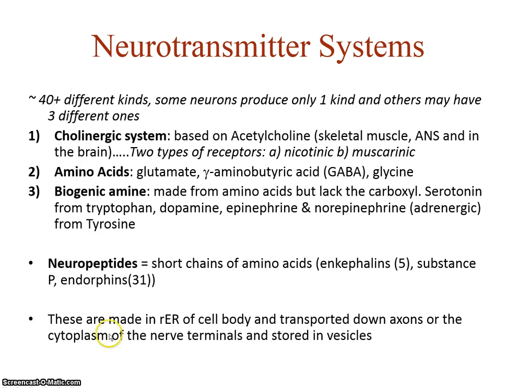Right? All of these things are made in the rough endoplasmic reticulum of the cell body, which is why you see all that, the Nissl bodies, or what we call the chromatophilic substance. And they are transported down the axon and stored in vesicles at the axonal terminal bulb.